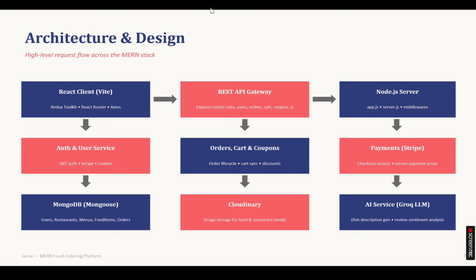At the base layer, I have MongoDB with Mongoose for all persistent data, Cloudinary for storing food and restaurant images, and as a bit of a differentiator, an AI service powered by a Grok hosted LLM that generates dish descriptions and analyzes customer review sentiment.